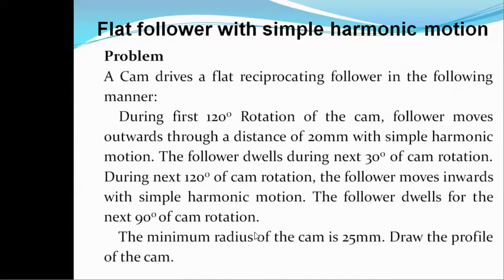And the minimum radius of the cam is 25 mm. Draw the profile of the cam. So the data is given for us. Here is the flat faced follower, and simple harmonic motion for both the outstroke as well as the return stroke. So let us solve this problem by drawing the displacement diagram as well as the cam profile graphically.